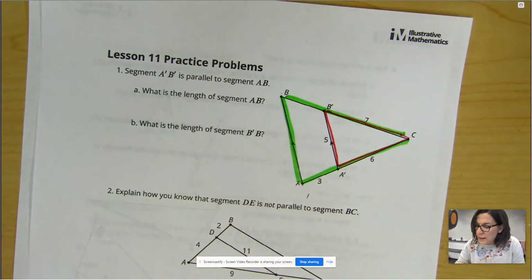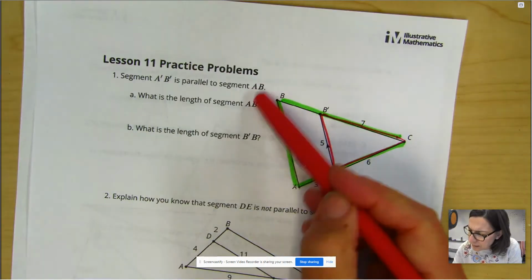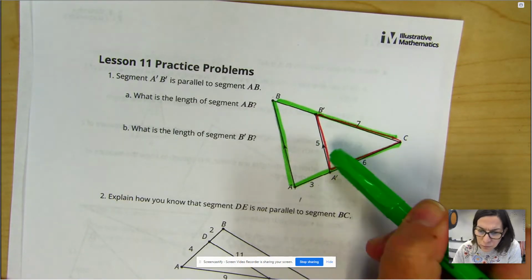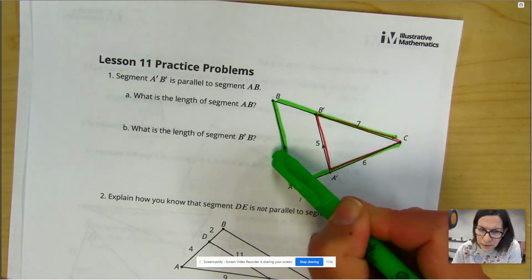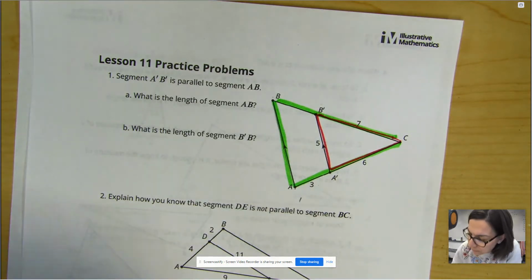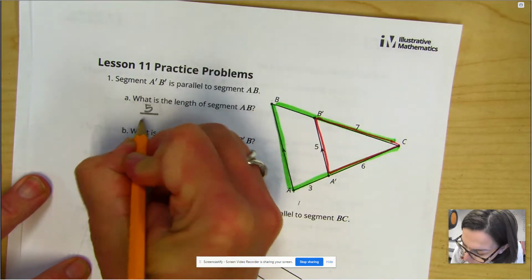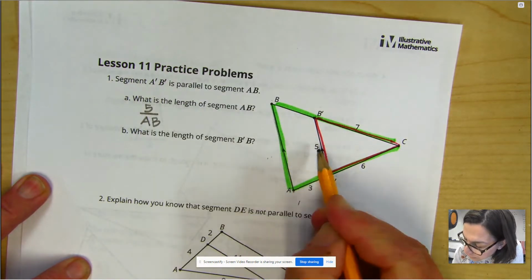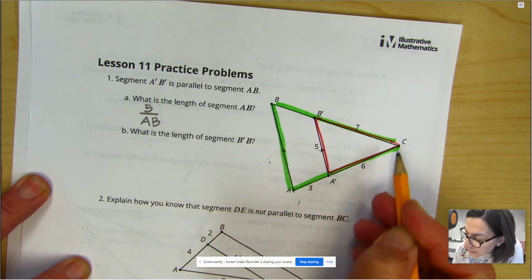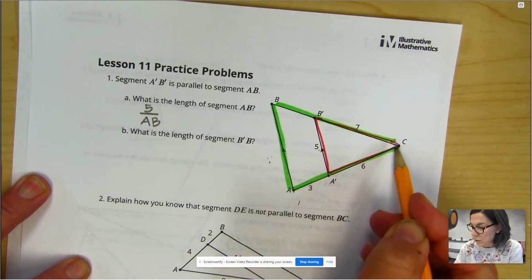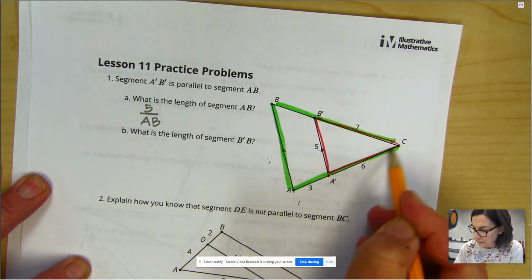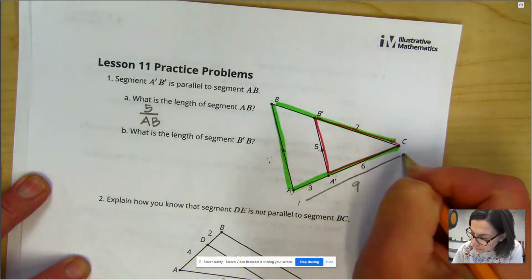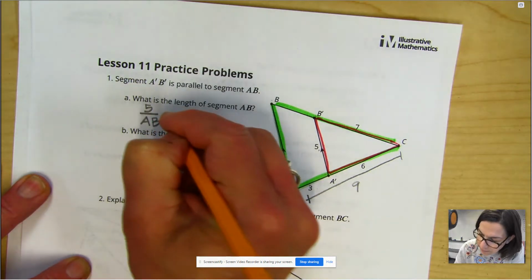All right, so what is the length of segment AB? That's part of the green. So we know that 5 is the little triangle, so 5 over AB. Little is to big. Let's find another pair of corresponding sides we know. Little 6 is to 9, because the big triangle is 9 units long along the side here, as 6 is to 9.